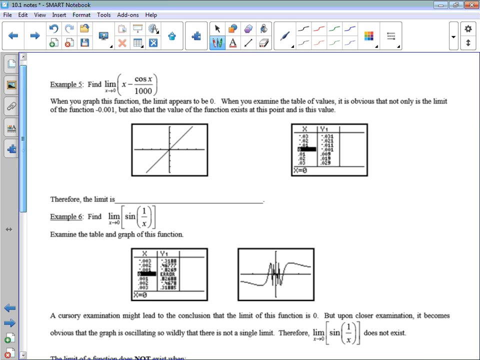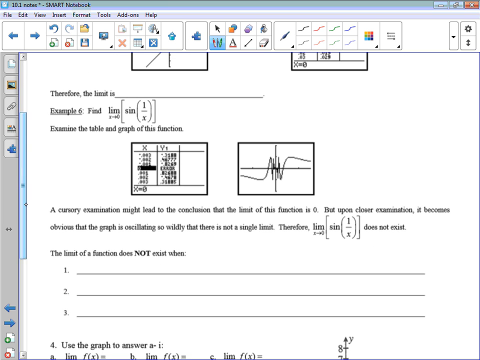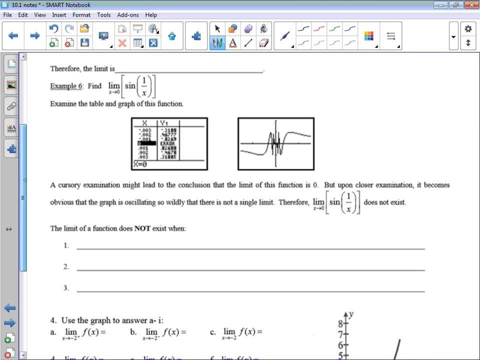We're skipping number 5, but we're going to come down here to this really pretty squiggly graph. It looks like a heart monitor type thing. What that graph is doing is called oscillating. When a graph oscillates, and I like how it's described as oscillating so wildly, out of control, there's not one specific limit because your graph is jumping back and forth so much there's no way you can say, oh, it approached this. So when you see oscillating graphs like that, your limit is not going to exist.